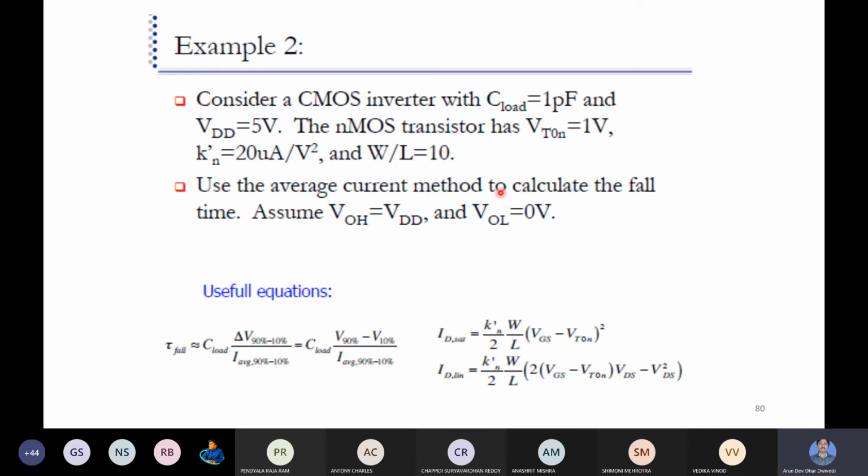Use the average current method to calculate the fall time. Assume that VOH equals VDD and VOL equals 0. So this is the assumption, and this is the formula which we can use for the average current method.